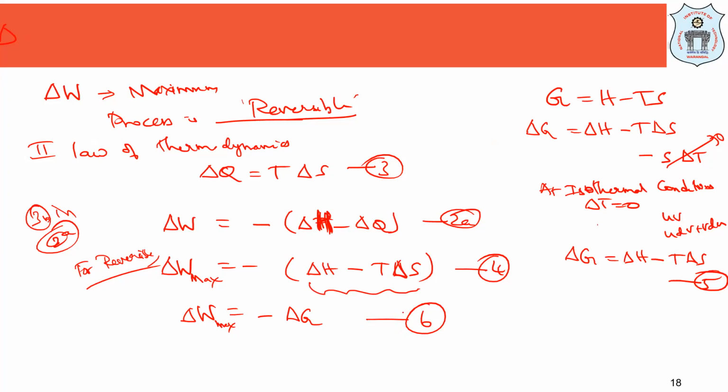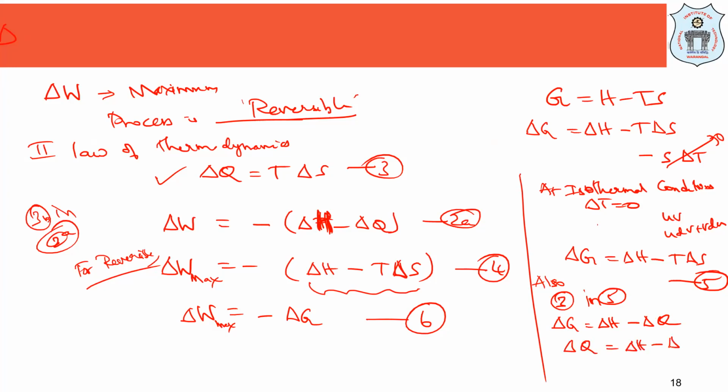Actually, we have equation number 3 where we have del Q equal to T delta S. So if you substitute 3 in equation number 5, what we get is delta G equal to delta H minus del Q. So rearranging, we can get del Q is equal to delta H minus delta G. So now we are going to define this as equation 7.